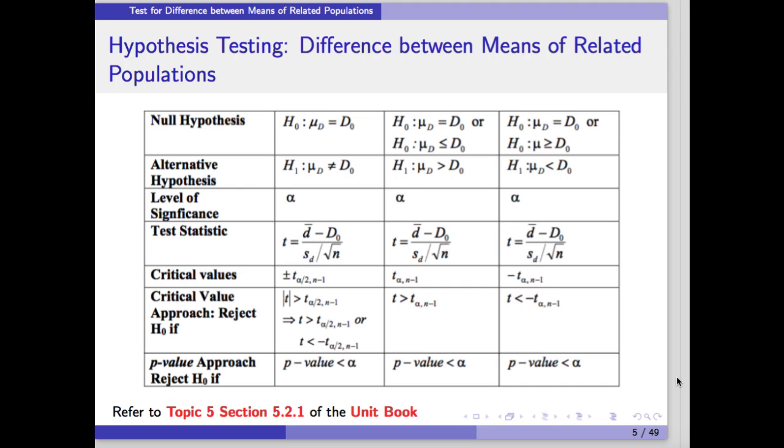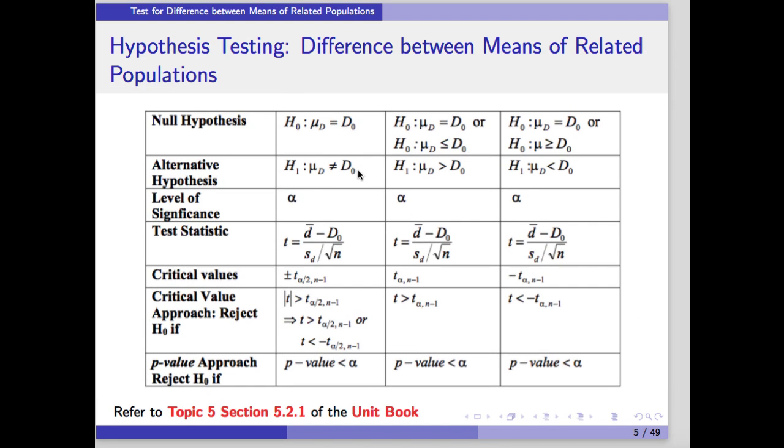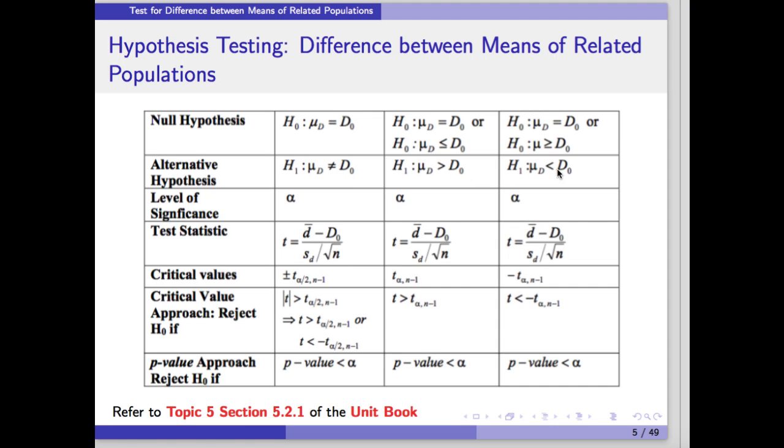So we could set up the hypotheses like this. We have mu d being equal to some value, which we called capital D naught, against an alternative, which could be a two-tailed alternative or one-tailed alternative. The test statistic follows a t-distribution, so the critical value approach would be to compare the test statistic to the t-critical values, or we could use the p-value approach. The mechanics are exactly the same as before, except we're looking at something different now, in this case, the difference between means of related populations.